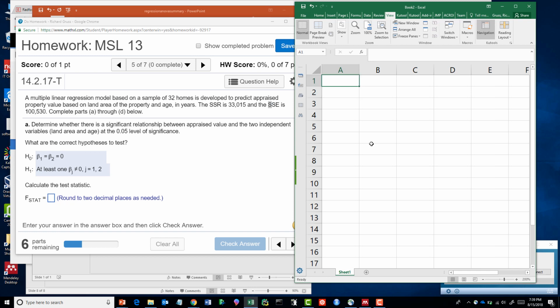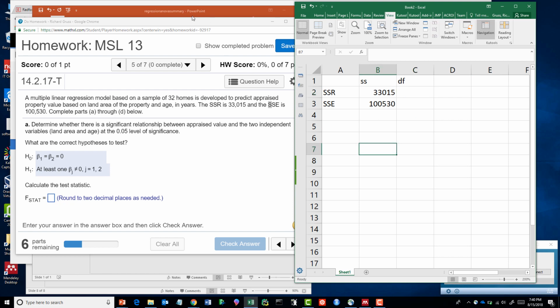So I'm going to make a mini ANOVA table here, and this will be error. Over here we're going to have the sum of squares: the sum of squares regression and the sum of squares error. I think this will be easier to understand. We're given that the SSR is 33,015, and we're given that the sum of squared error is 100,530.